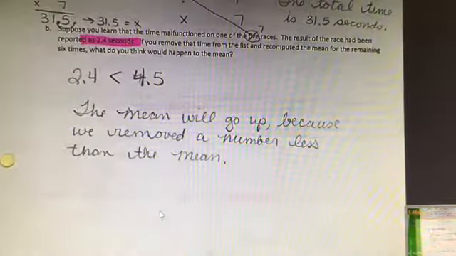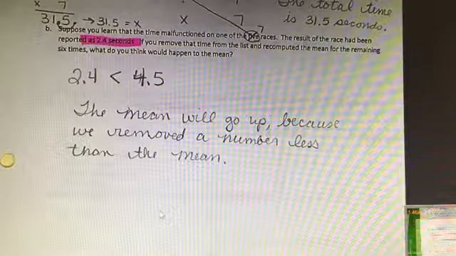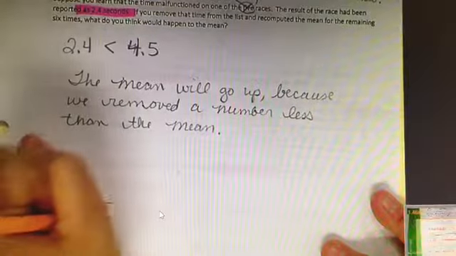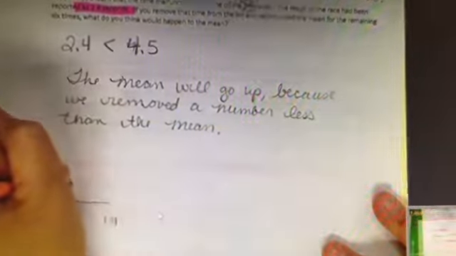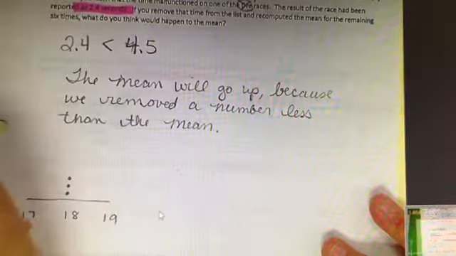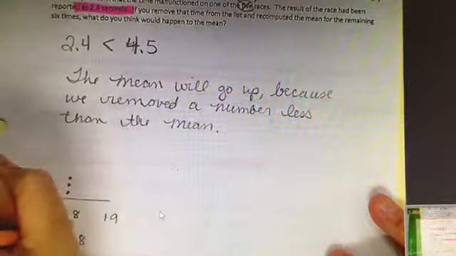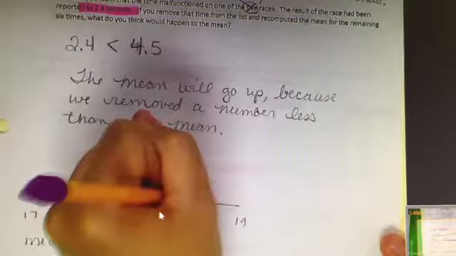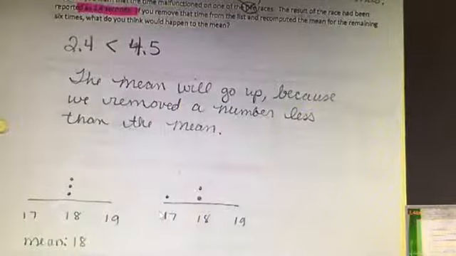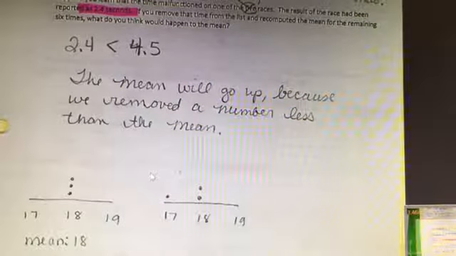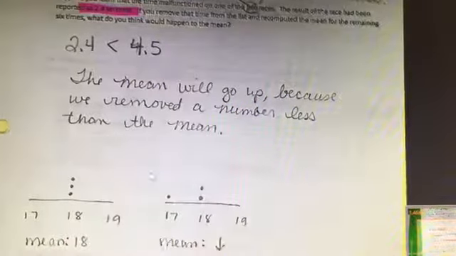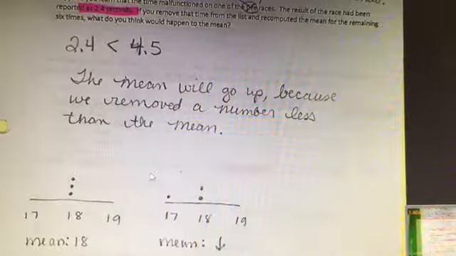Does that make sense? Okay, so when we looked at those 3 charts that we did on the board, we had 17, 18, and 19. We have a mean of 18 when all of our dots are on 18. And then if we decided to take one of those dots and put it on 17, we know that the mean goes down. We don't know what it's going to be. We just know that the mean goes down, correct?